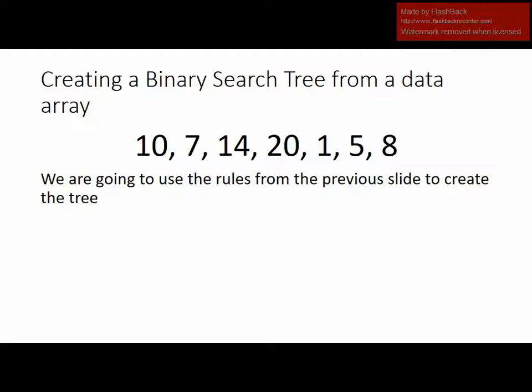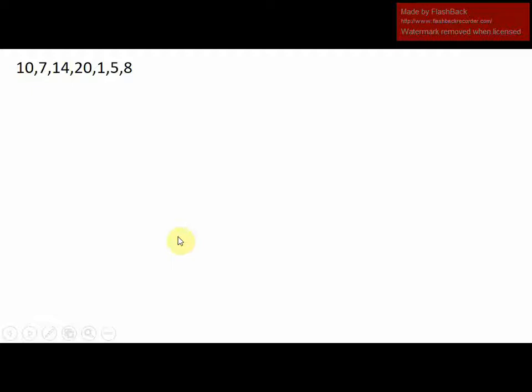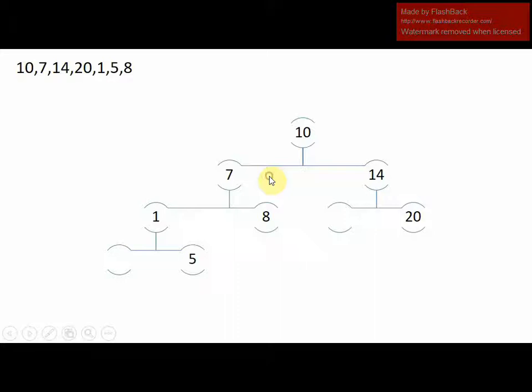So your starting point is that 10 is going to be our root. We'll have a look at the next slide and we'll show you how it would look. So we've got 10, 7, 14, 20, 1, 5 and 8. Okay, so 10 is our root number. 7 is less than 10, so it goes to the left. 14 is more than 10, so it goes to the right.